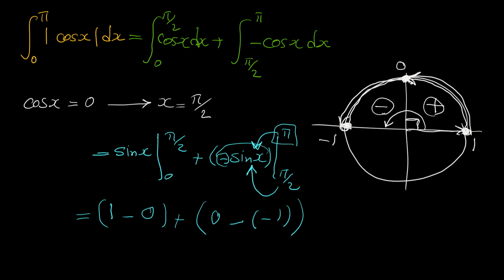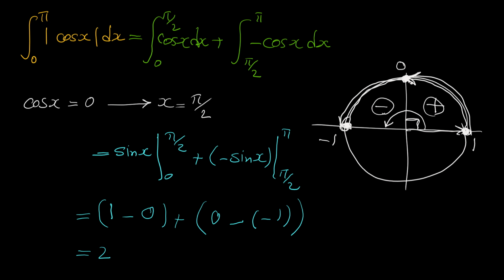The upper bound makes this expression 0. The lower bound makes this expression negative 1. Don't forget the negative between them. So we have this. 1 minus 0 is 1. In the second bracket, we have 0 plus 1, which is 1. 1 plus 1 is 2. So this integral equals 2.